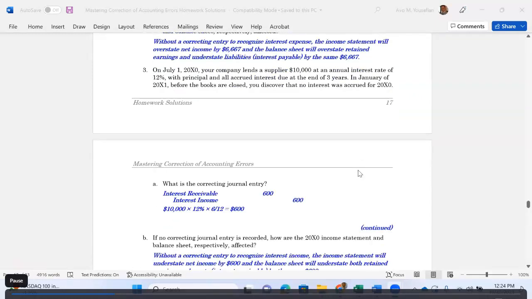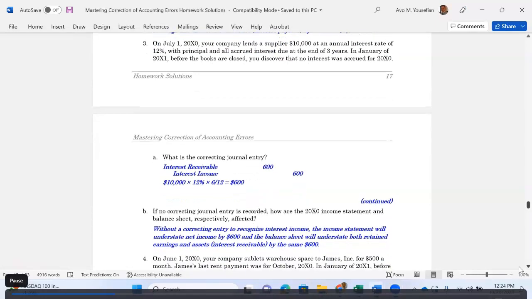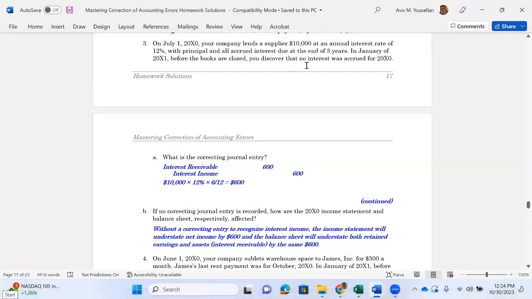Let's do one more. On July 1st of 2020, your company lends a supplier $10,000 at an annual interest rate of 12%, with principal and accrued interest due at the end of 3 years. Okay, so July, August, September, October, November, December. That's 6 months.